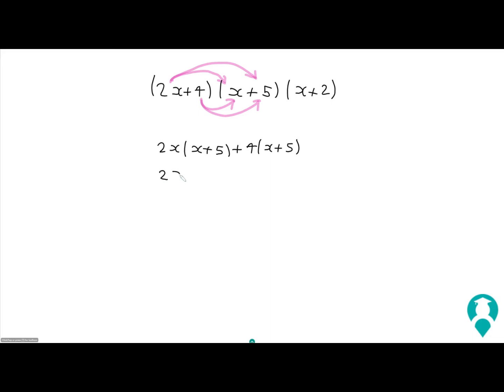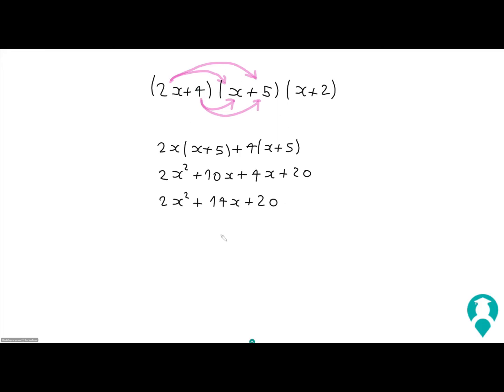We get 2x times x, which is 2x squared. 2x multiplied by 5, which is 10x. Now onto our next term, we have 4 multiplied by x. That's just 4x. And then 4 times 5, that's just 20. And now we need to collect our like terms. So 2x squared is unchanged. And now for our x terms, we have 10x and 4x. So adding those together, we get 14x. And our constant, which is 20, is unchanged. So we've now done part 1.